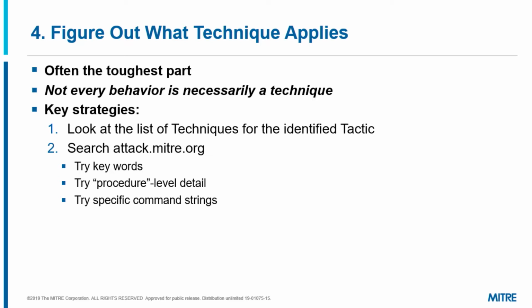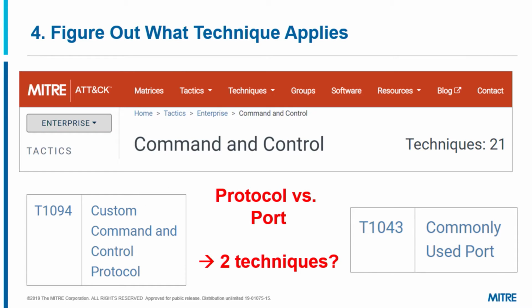First off, take a look at the list of techniques under the identified tactic. As we'll talk about, we figured out in the last step in our example, that was command and control. So let's bring up that tactic page, and then we've narrowed down the techniques to choose from by a lot. Also, try searching our website, attack.mitre.org. We have a search bar in the upper right. Try different keywords. Maybe you have some procedure level detail or some command line information, some flags that an adversary used, some specific commands or incident response details. Any kind of different keywords you can use to search through our website that might give you a chance at finding the right technique. Let's go to our example again.